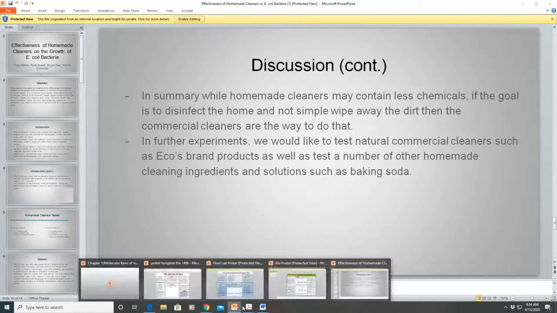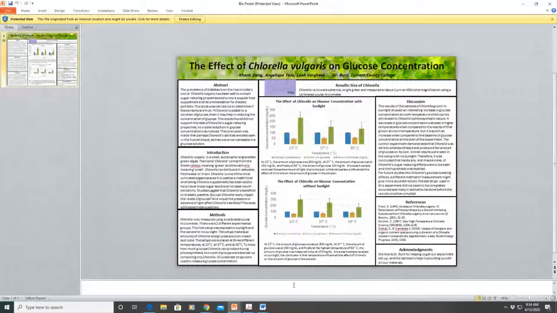All right. Let me show you another one, just because it's nice to see different ways it can be put together, just to show you that you can be creative with how you want to do it. Here's their title. They got kind of creative and made a funky background. They were working with Chlorella, so they used a picture in the background there. They have their abstract.